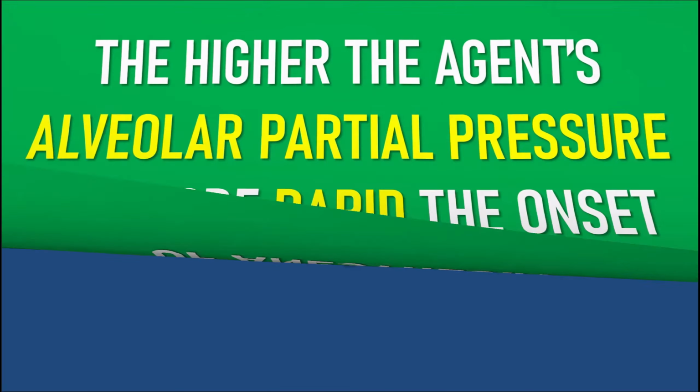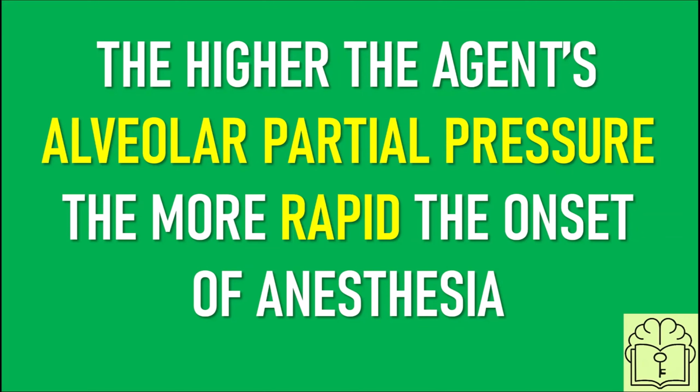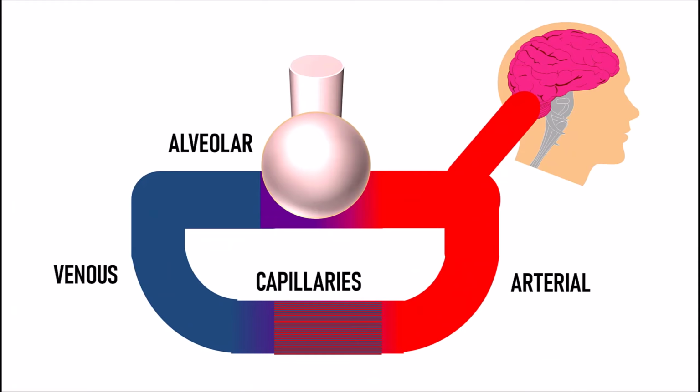Now let's put all of this together into an important concept, the FA to FI ratio. The key point that every anesthesiologist must know is that the higher the agent's alveolar partial pressure, the more rapid the onset of anesthesia. When we deliver inhaled anesthetic agents, the inspired concentration really only reflects what the alveoli are seeing, not the brain. But the gases rapidly pass around the circulation and return to the alveoli, and we are able to estimate brain concentration by looking at expired gas concentrations.